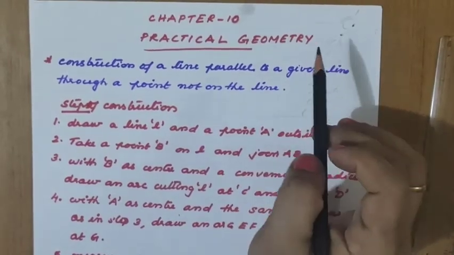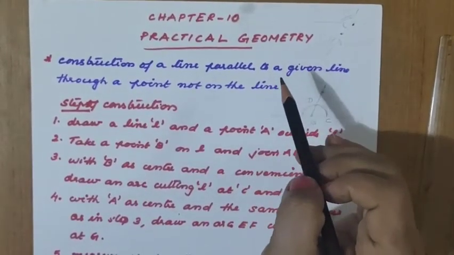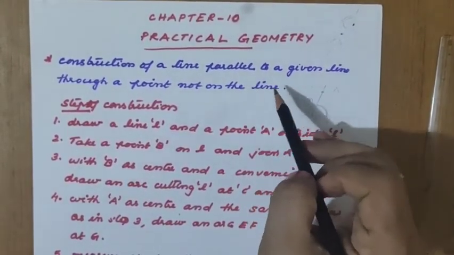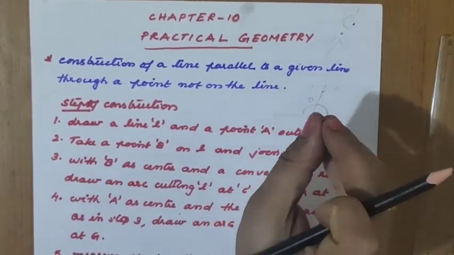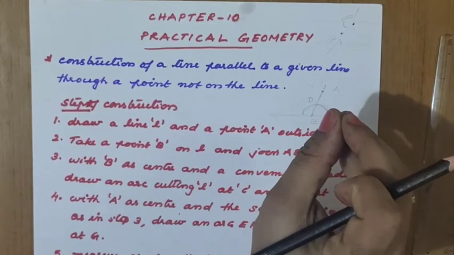Good morning children, chapter 10, practical geometry. We have to draw a parallel line to the given line through a point not on the line only. So for this, previous knowledge of parallel lines is needed.